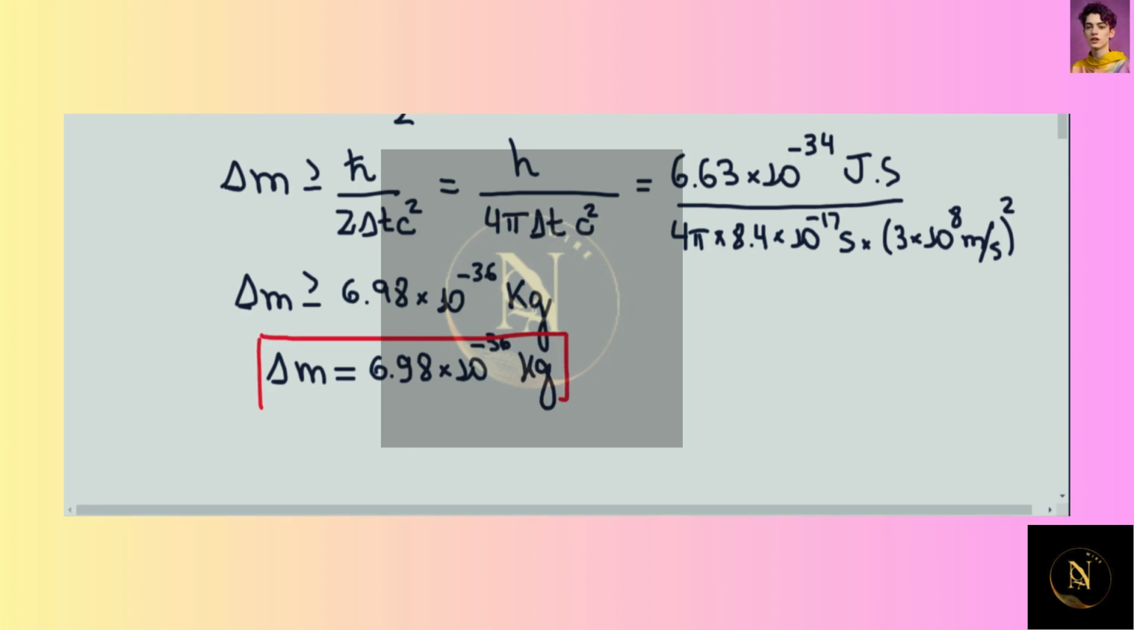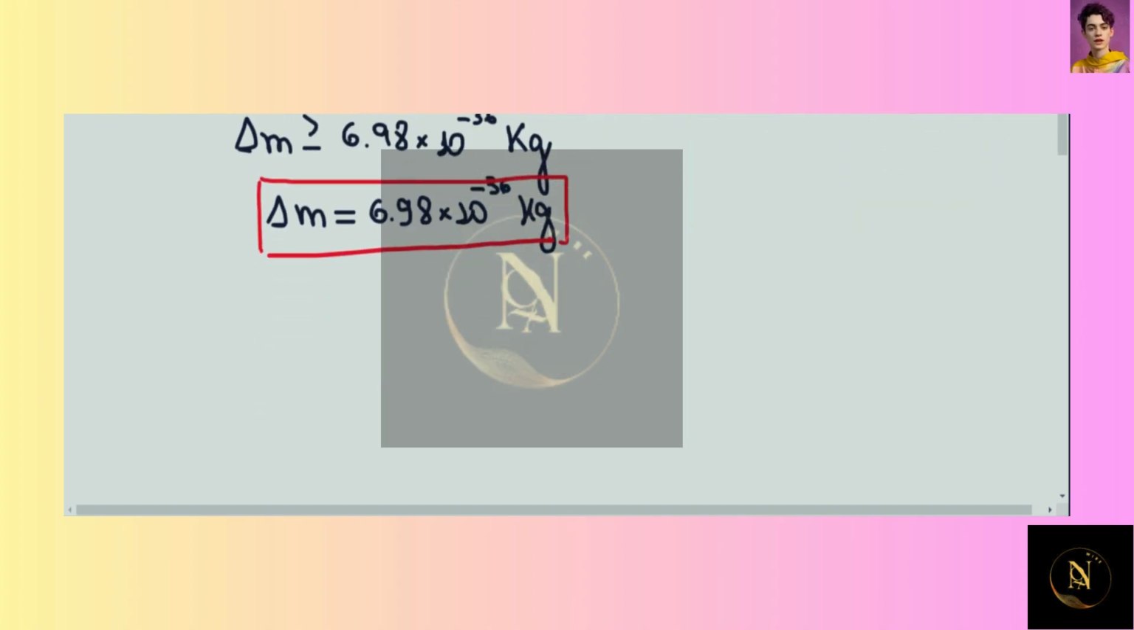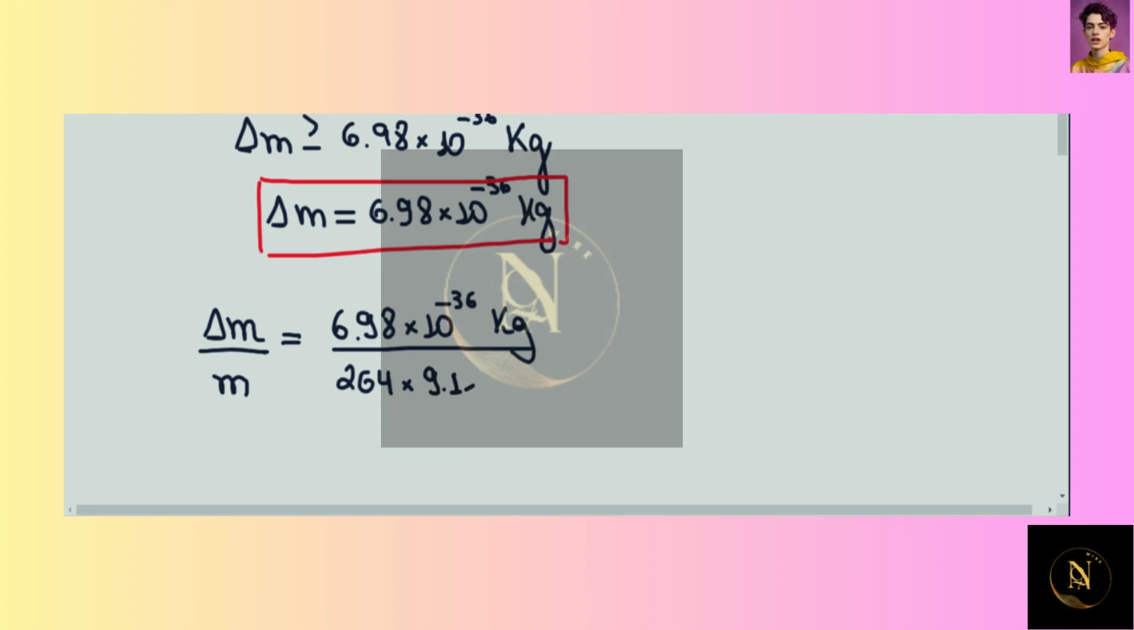And then we have to express this as a fraction of the mass of the neutral pion. So we have to calculate delta m divided by the mass of the neutral pion. Delta m is 6.98 times 10 to the minus 36 kilograms. And the mass of the neutral pion is 264 times the mass of the electron. And the mass of the electron is 9.1 times 10 to the minus 31 kilograms.